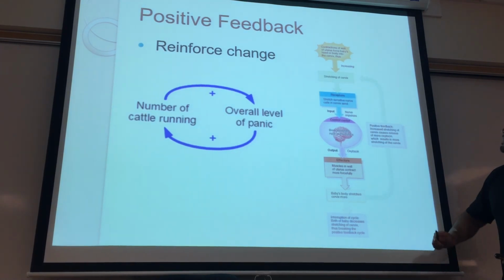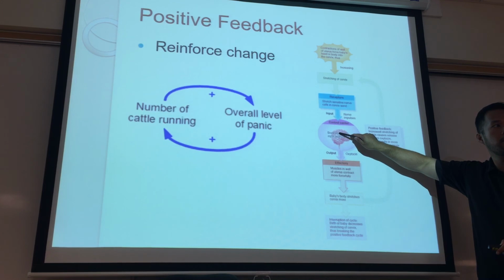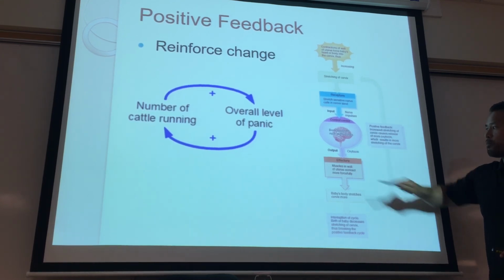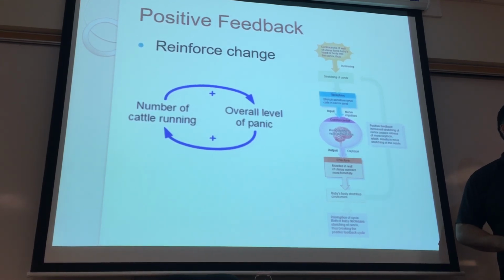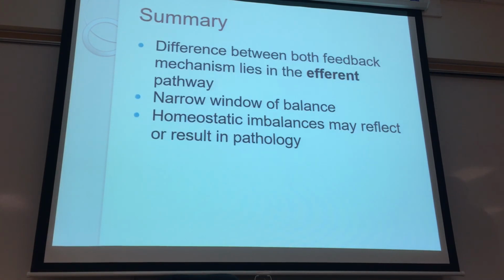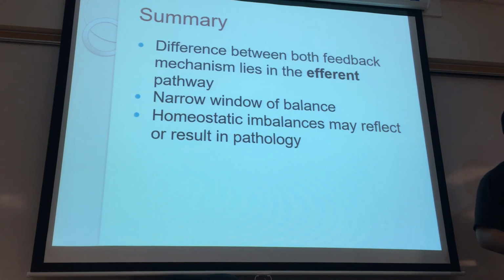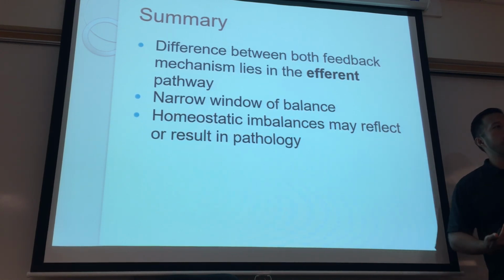So everything else happens the same way. Receptors receive information, control center makes the decision. It's the effector pathway that's going to be different. So the effector in positive feedback reinforces the change. And we all do that to maintain that window of balance that I mentioned earlier. Any imbalance of all of that is going to result in some sort of pathology, at least for chronic issues. But if there are any temporary changes in things, we have ways of restoring that back.